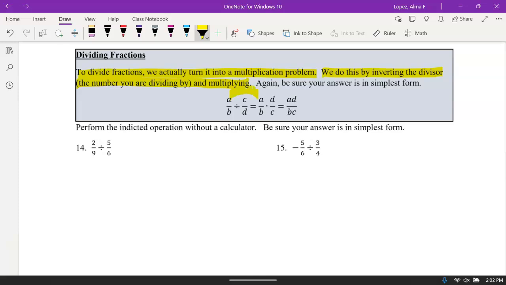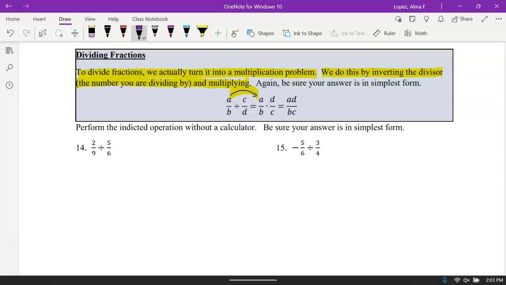Now notice, that stayed exactly the same, didn't it? But we turned the division into a multiplication. Do you see that? But we multiply by the reciprocal. So instead of C over D, we're multiplying by D over C. And then you multiply straight across. That's how we get AD over BC.